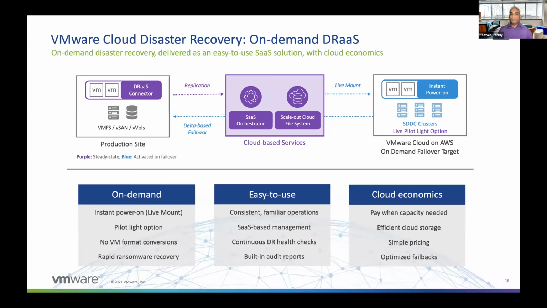And then when you have a problem, you can just instantly power on your VMs in the SDDC clusters. Looks the same for you, no matter where you go. It's the same experience, and it's on demand, which means the economics will be better, the cost will be better. There are no format changes. You can get ransomware recovery in a clean state, start from where you left off when you have a problem. It's super easy to use. We'll show in the demo, and it's all SaaS-based, nothing for you to do. We do continuous health monitoring to make sure that your plans are consistent. There's no config drift.